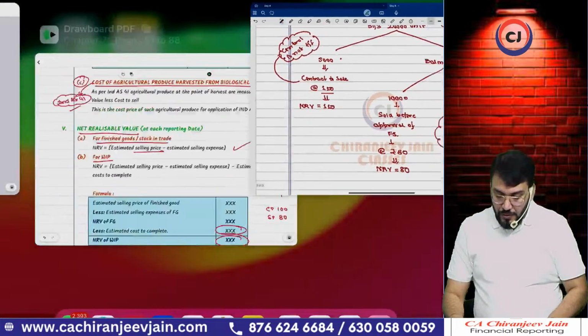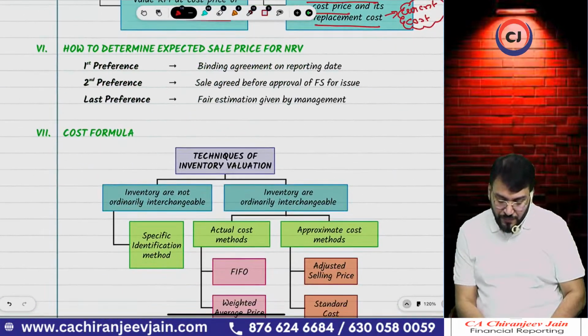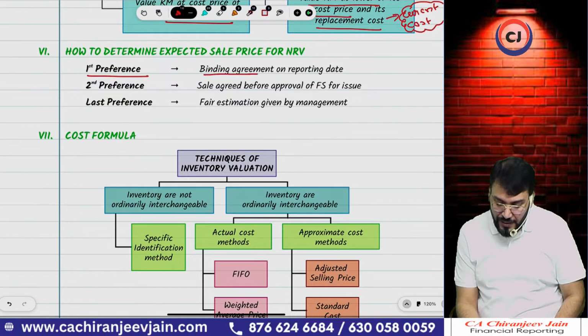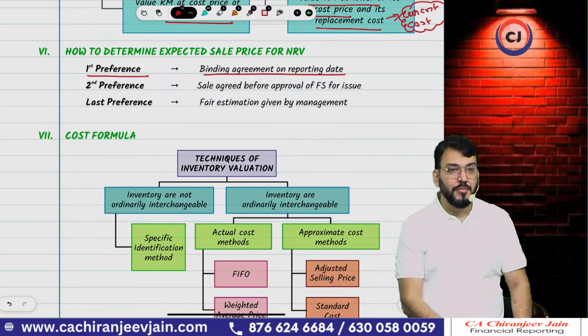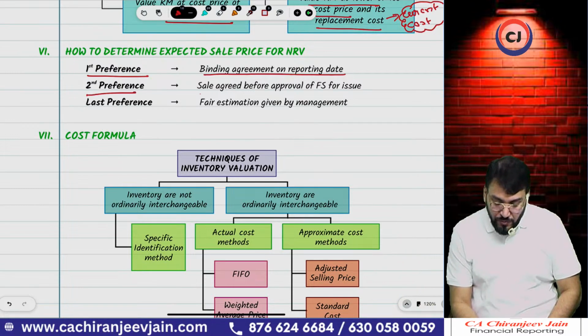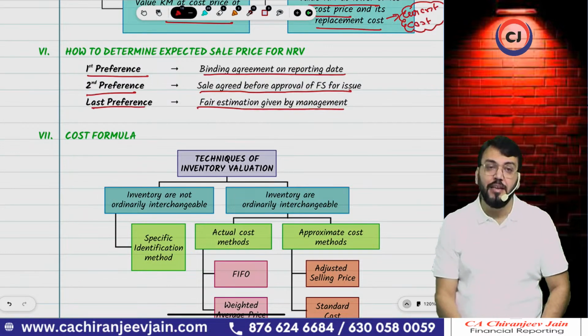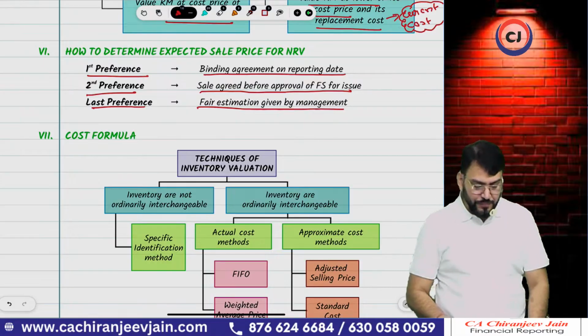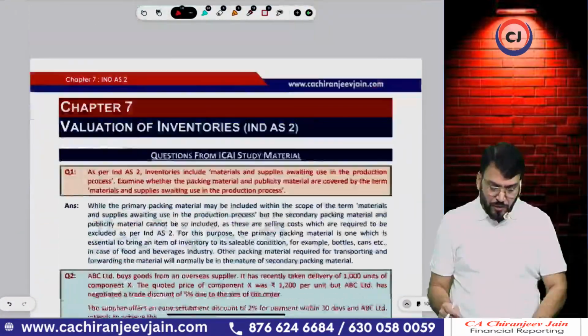Okay? You can see what is given. How to determine the sale price. First preference will be given to a binding agreement on the reporting date, whatever agreement you have done. Second preference will be given to sale agreed before approval of financial statement. Last preference will be given to fair estimation given by management. Okay. There is one question also of this nature. However, now you can do it.